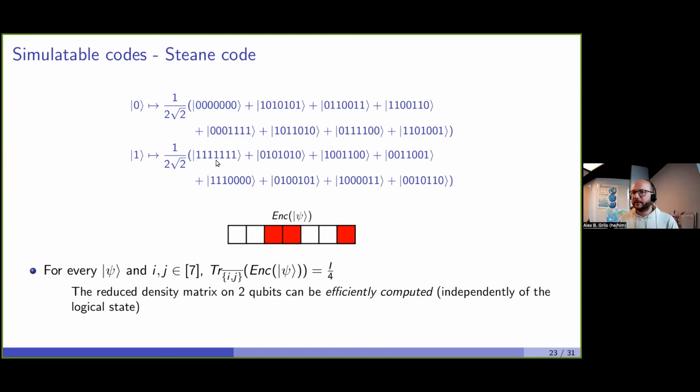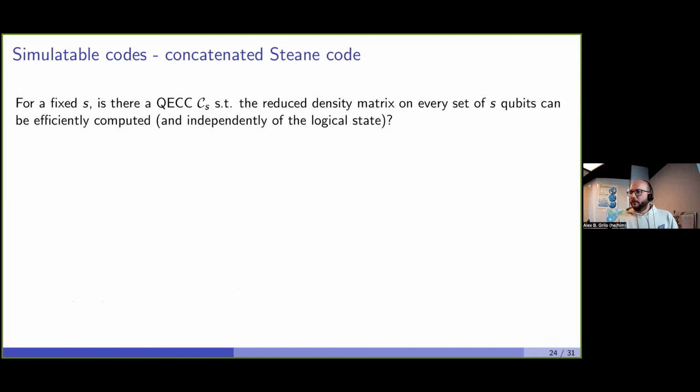So the goal of simulatable codes is defining error correcting codes for which you have this property that you can simulate all density matrices up to K. So we say that for fixed S, we have an error correcting code C_S that is S-simulatable if you can simulate all... So our question is, having a fixed S, having error correcting codes for which you can simulate every S-qubit reduced matrix of all correct code words.